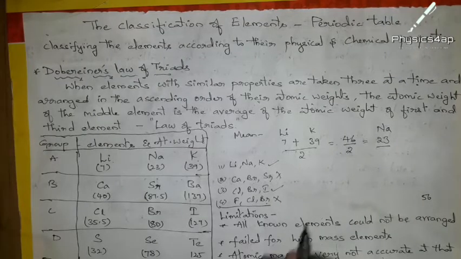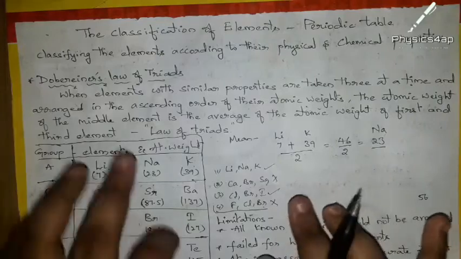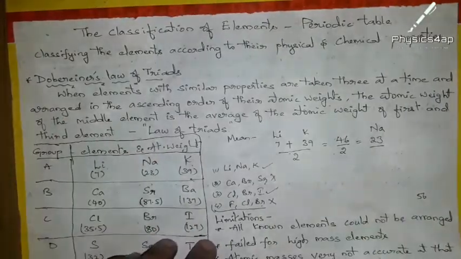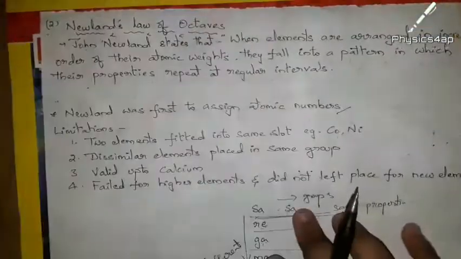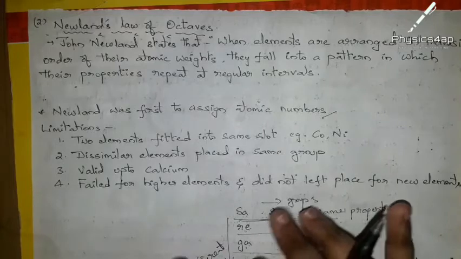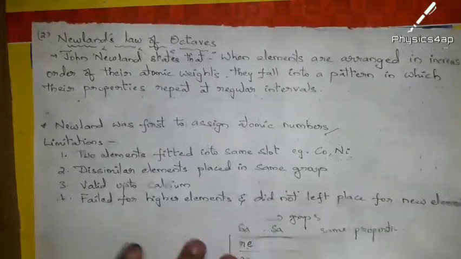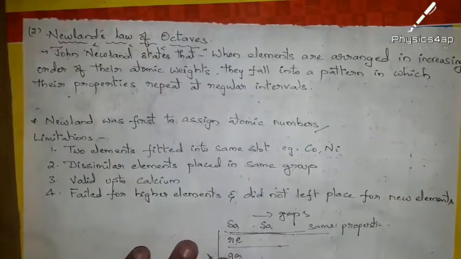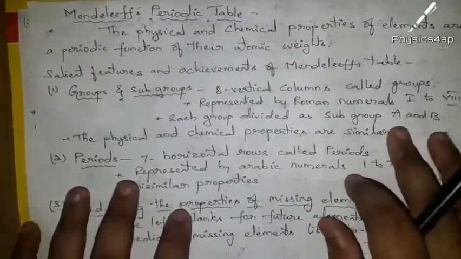So in the previous episode we were discussing the classification of elements. We discussed Dobereiner's law of triads, and next we discussed Newlands' law of octaves, along with the successes and also the limitations faced by Dobereiner and Newlands. So now today we are going to discuss the Mendeleev periodic table.